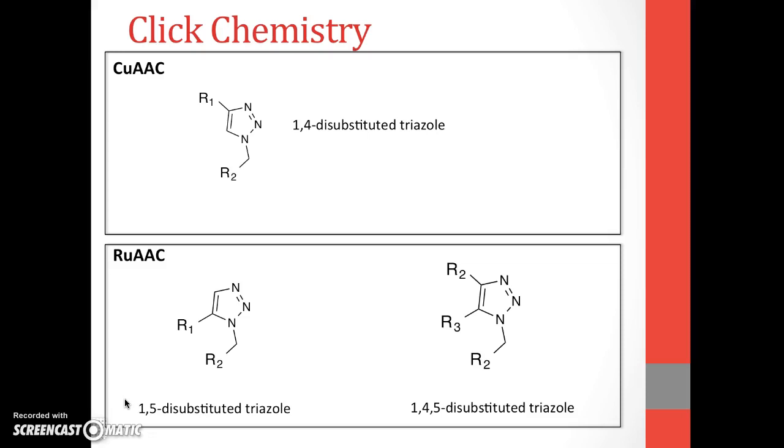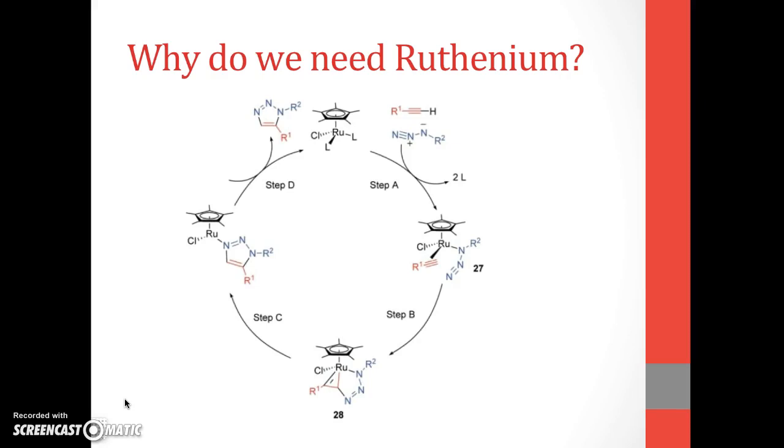the internal but the terminal, it opens up the scope of the reaction to include many more substrates, which makes it much more useful as far as synthetic schemes are concerned. Why do we need ruthenium?